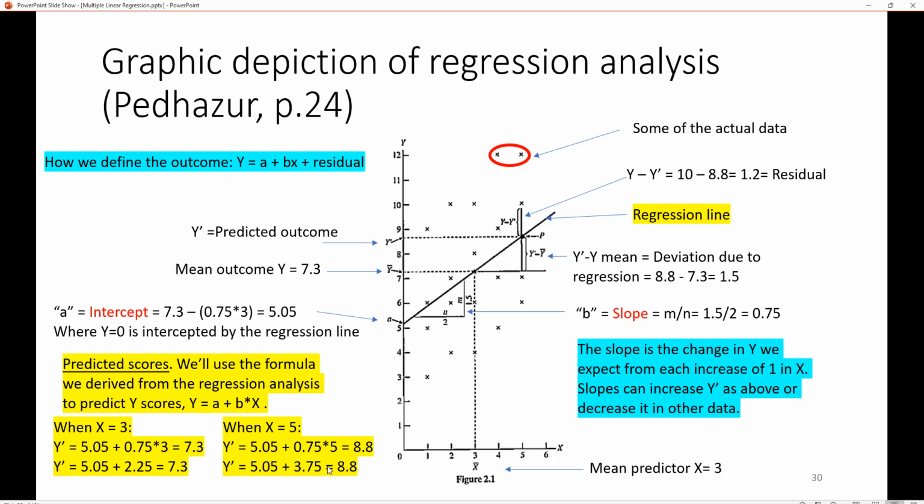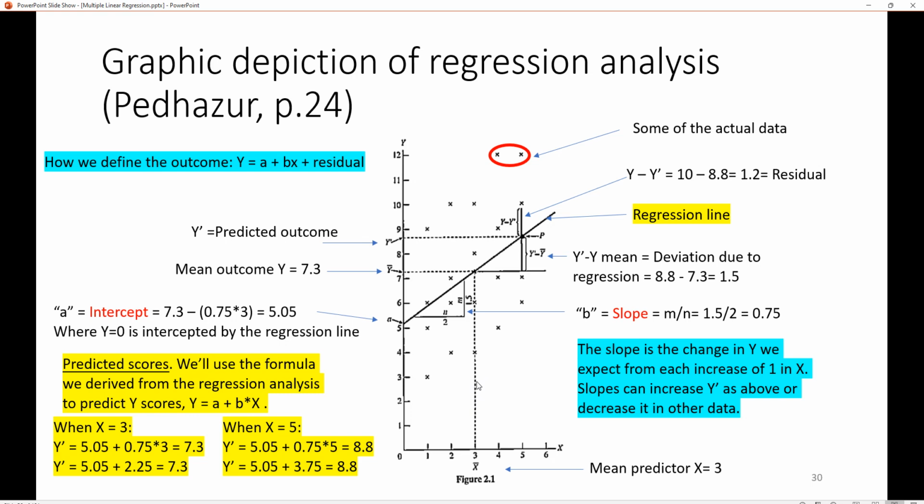And if we do that for 5, if we multiply our regression coefficient of 0.75 by 5, our expected increase would be 3.75. So we go to our intercept of 5.05. We go over to the x-axis value of 5. And if we go up 3.75 points, that takes us right here, where it's marked off at about 8.8. So that's how we calculate a regression trend line, or how we get the predicted score.